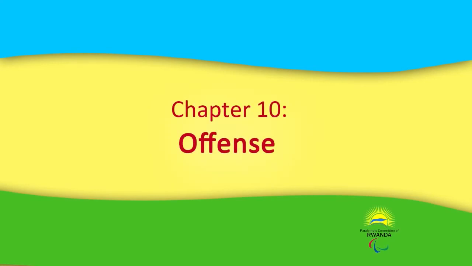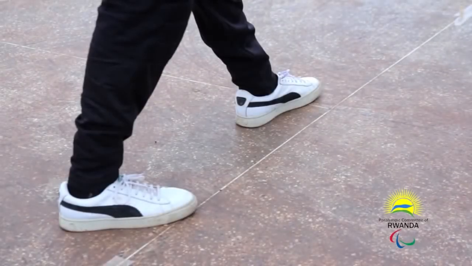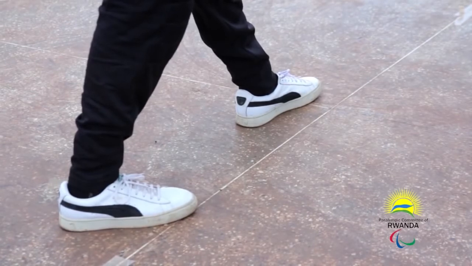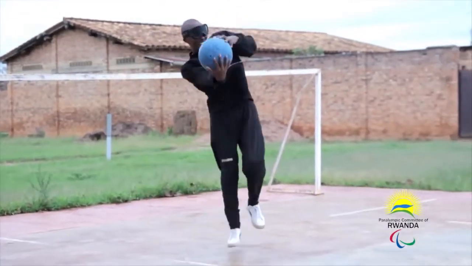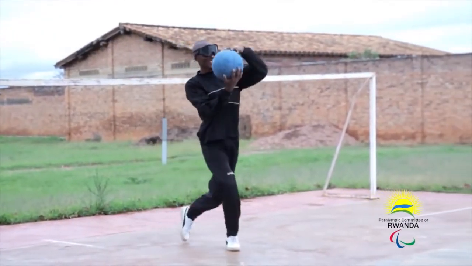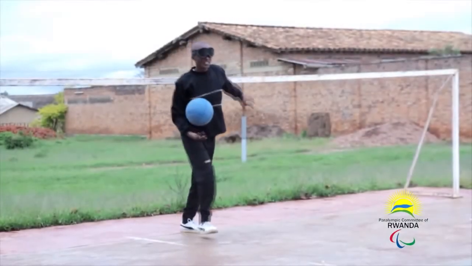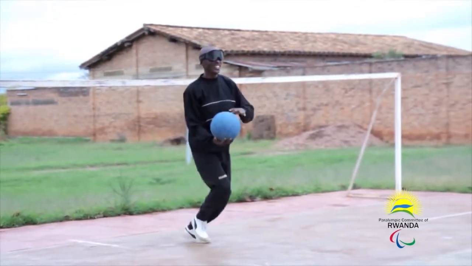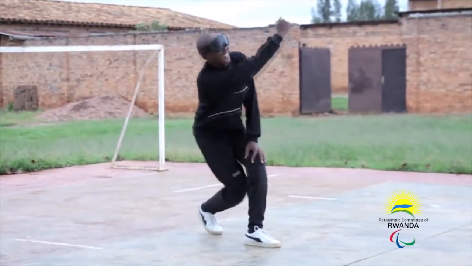Chapter 10. Offense. Normal throw. If you are right-handed, the left leg is in front. If you are left-handed, it's the other way round. The forward step and the throwing movement of the arm should occur at the same time. Throwing the ball is one movement. This is a relatively easy throw, after which the attacker remains in the defending position.